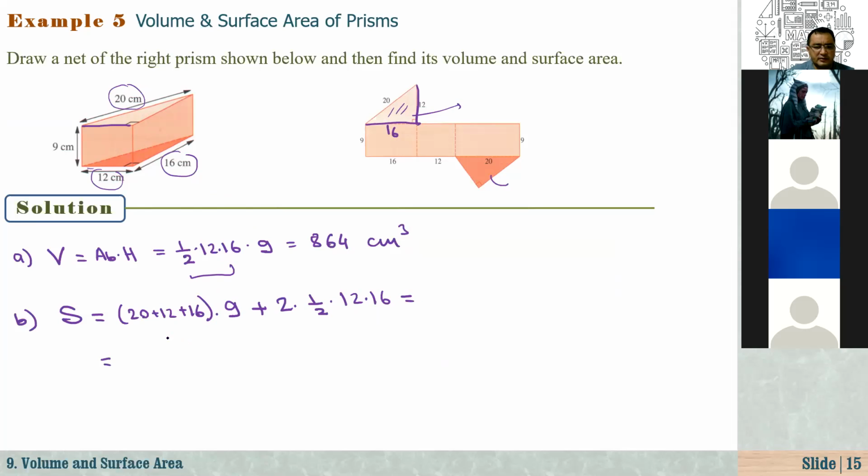Now if you calculate this, 12 plus 20 is 32, plus 16 is 48. Here we have 48 times 9, plus 2 times half, which is equal to 1, times 12 times 16. So 48 times 9 plus 12 times 16 is equal to 624 cm squared.